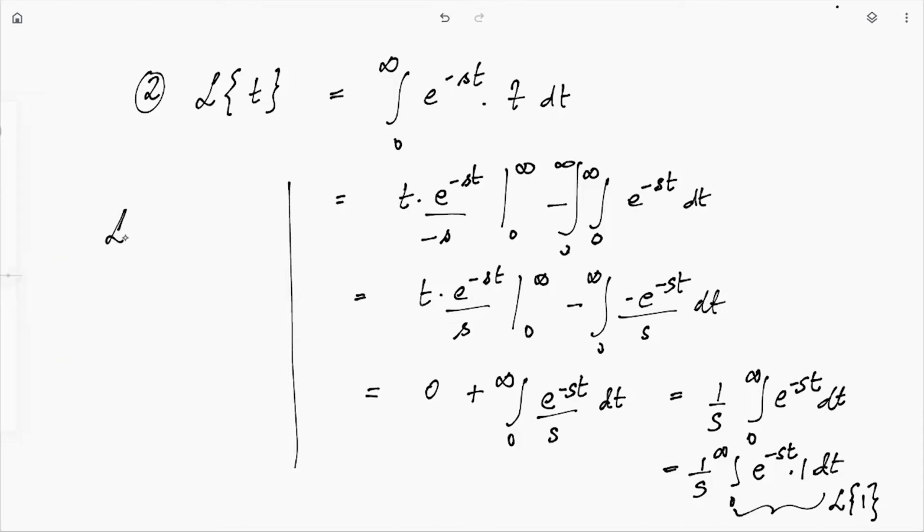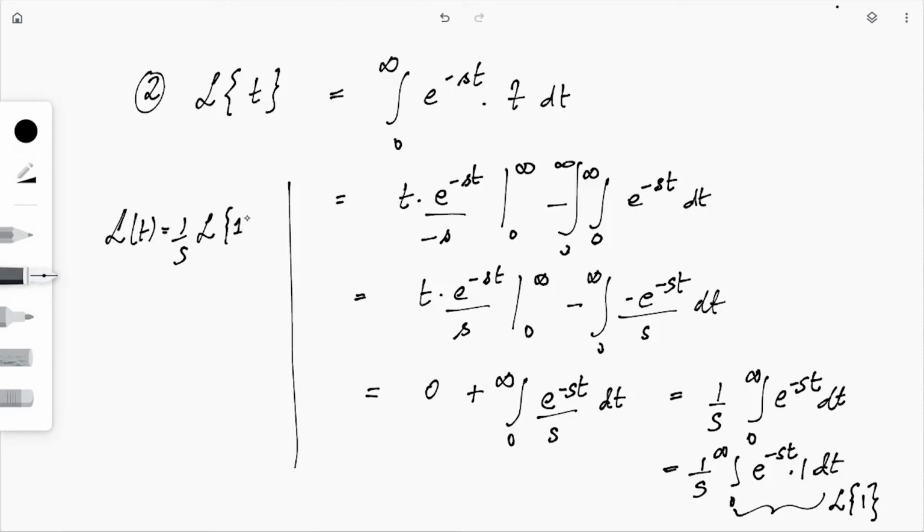So altogether, I'm just finishing it up over here. Altogether we get L of t is equal to 1 by s into script L of 1, which is equal to 1 by s into 1 by s, which is 1 by s square. So the Laplace transform of the function t is nothing but 1 by s square. Here we are applying the integration by parts method.